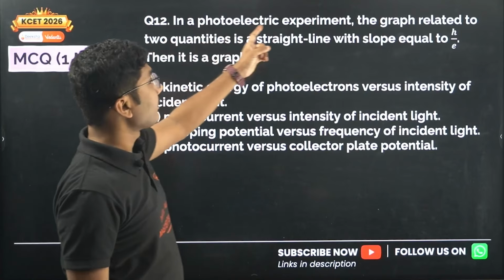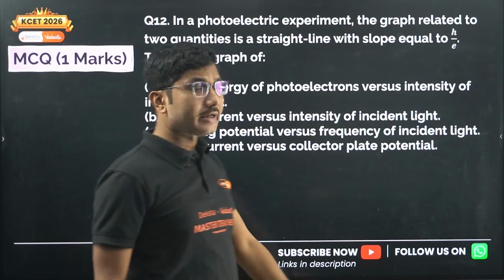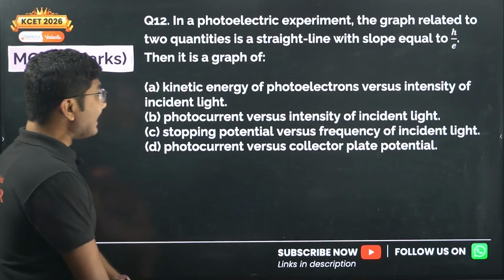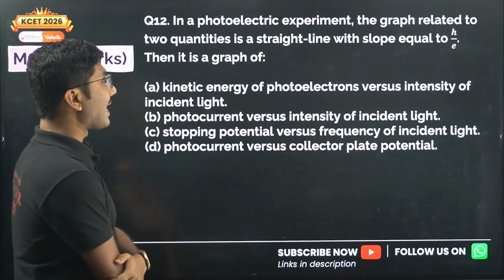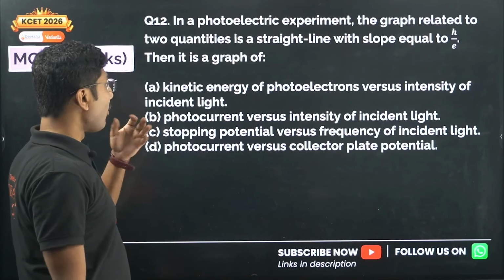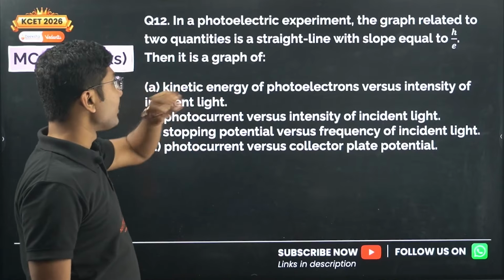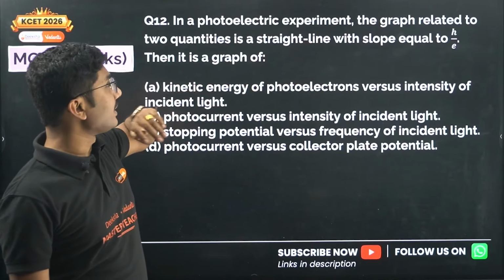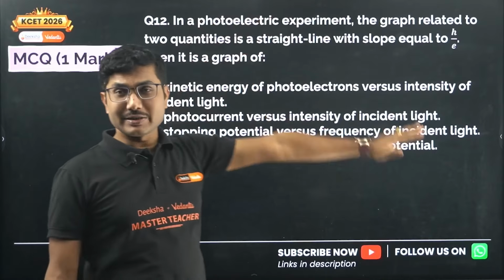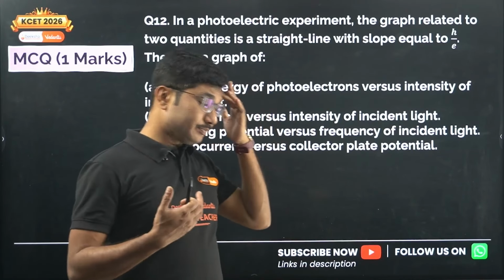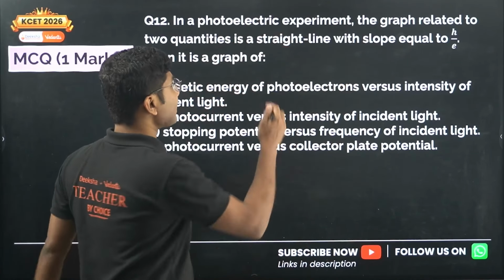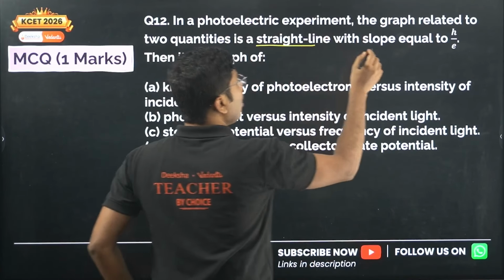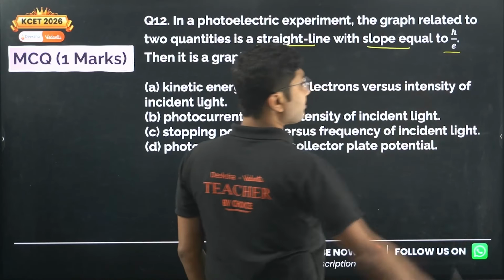In a photoelectric experiment, the graph related to 2 quantities is a straight line with slope equal to h by e. Then it's a graph of, some options are given. So it is basically a graph related to quantities, a straight line in photoelectric experiment. First of all, this is related to photoelectric experiment and they are asking you to get a straight line with slope equal to h by e.